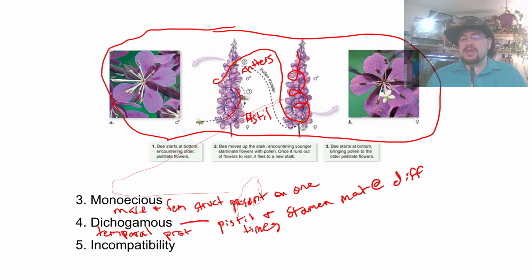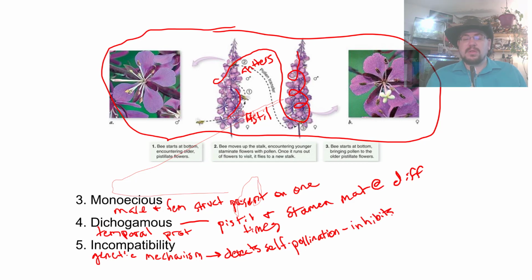That's cool. Another mechanism to prevent inbreeding is incompatibility, genetic incompatibility. So what this means is that there is a genetic mechanism in place, and that mechanism detects self-pollination, and the cool thing it does is it inhibits the pollen tube growth.